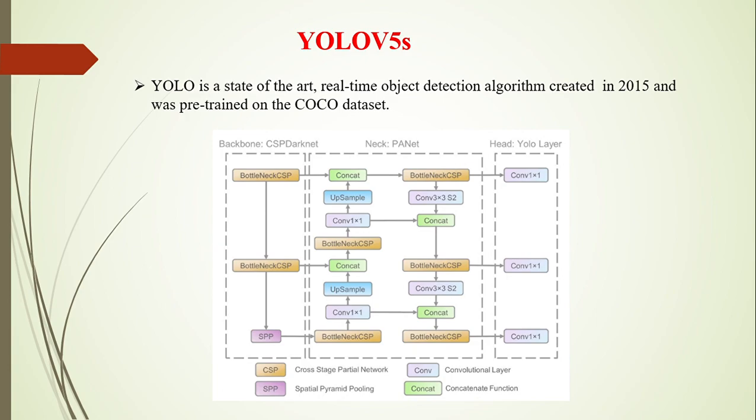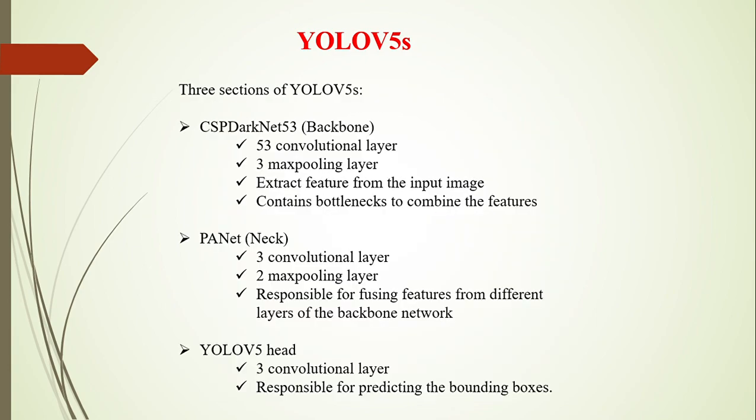The backbone is nothing but the CSP Darknet 53. It has 53 convolutional layers, 3 max pooling layers, and it is used to extract features from the input image. Next is the neck region, which is nothing but the PANet. It has 3 convolutional layers, 2 max pooling layers. It is responsible for fusing the features which we have extracted from the backbone network. The last is the YOLO v5 head. It has 3 convolutional layers. It is responsible for predicting the bounding boxes.